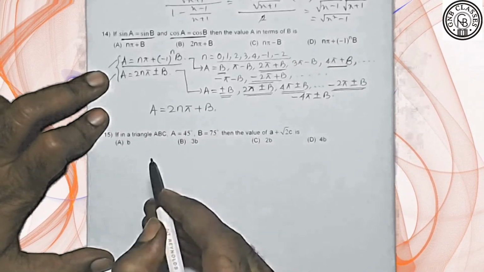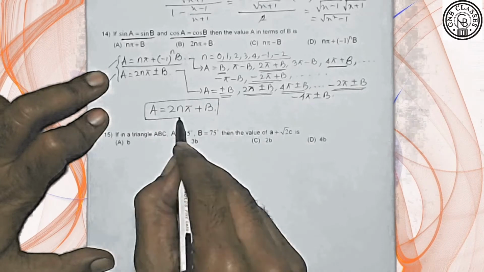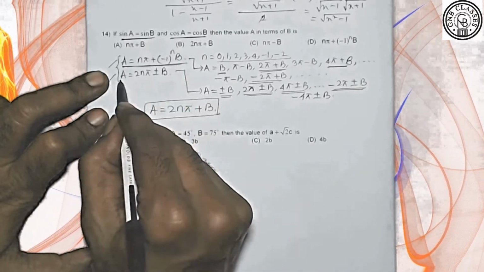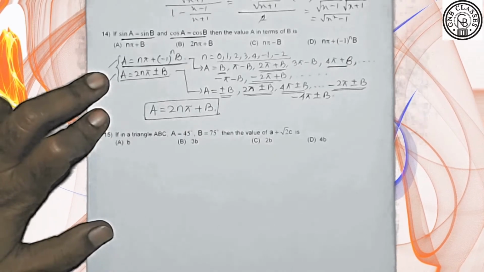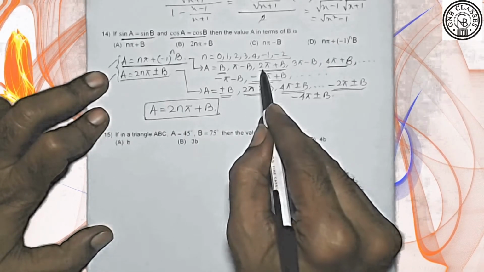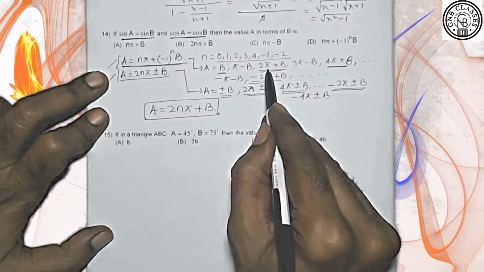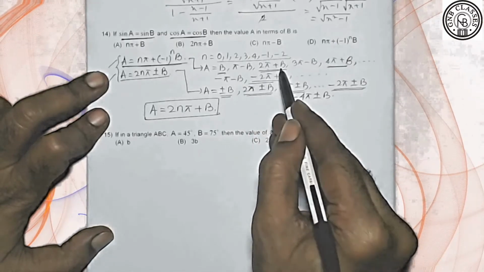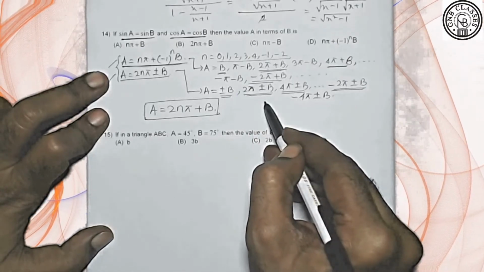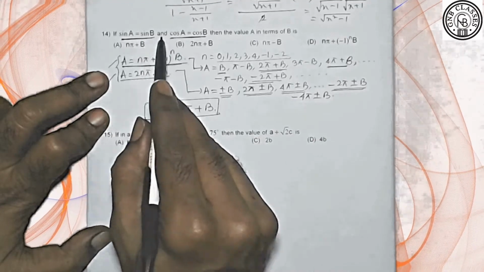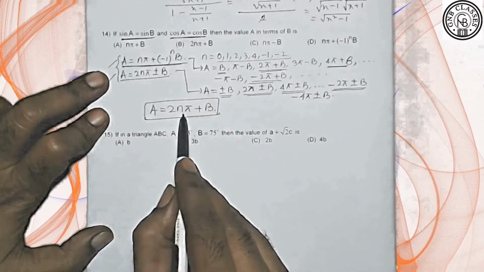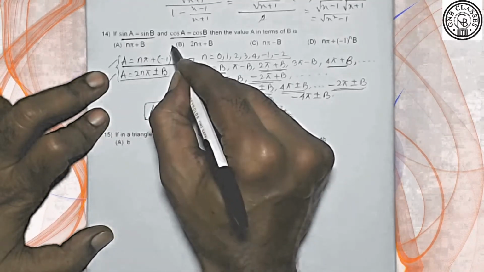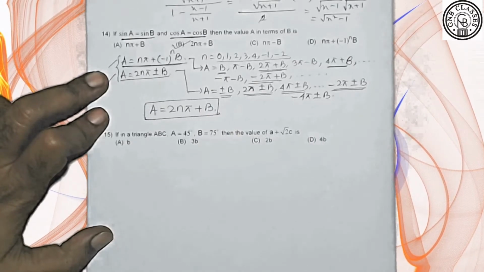Is this clear or not? Because these are the values which will satisfy both the first equation as well as the second equation. Is it clear? Because all the even multiples of pi plus B satisfy both these equations. Therefore, the general solution for these two equations will be 2n pi plus B. Hence, option B will be correct. Is it clear?